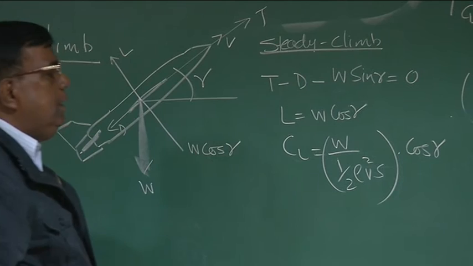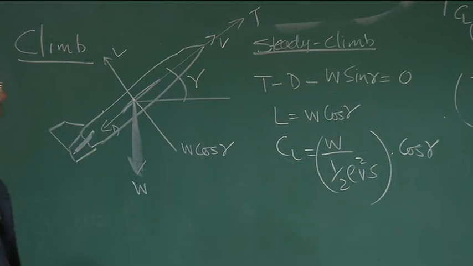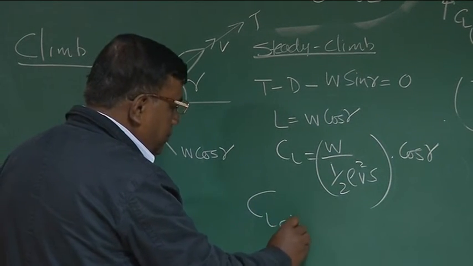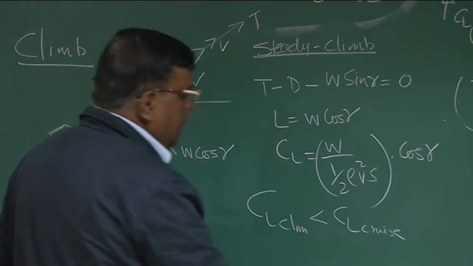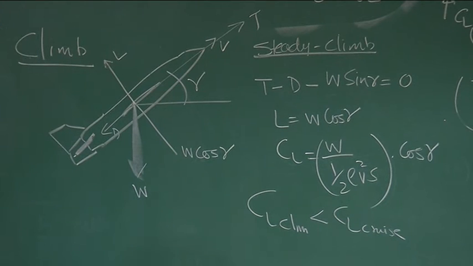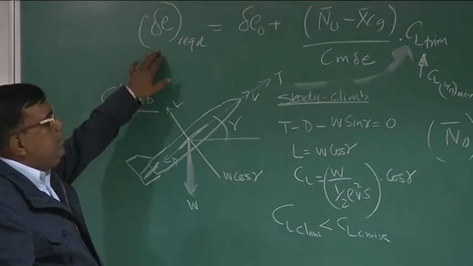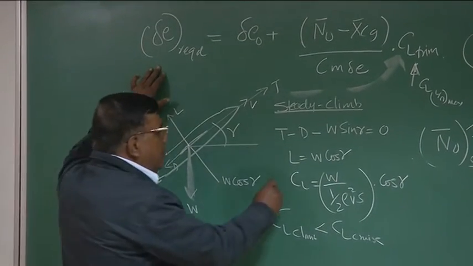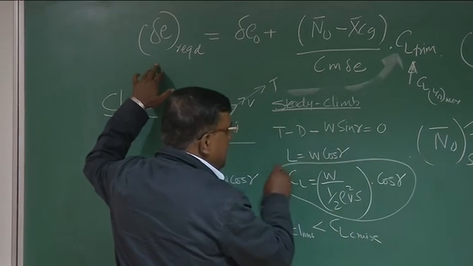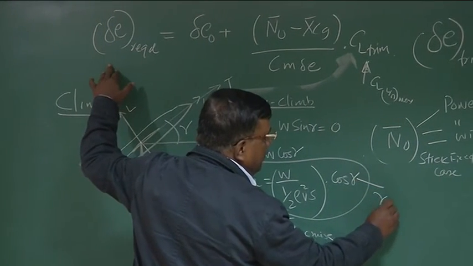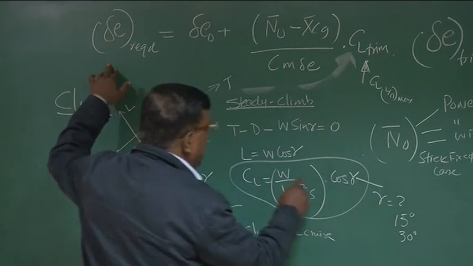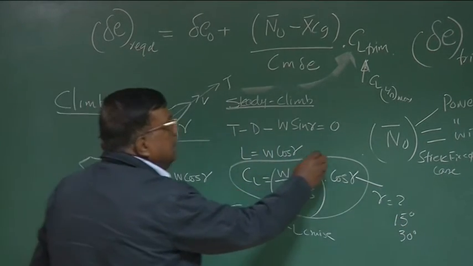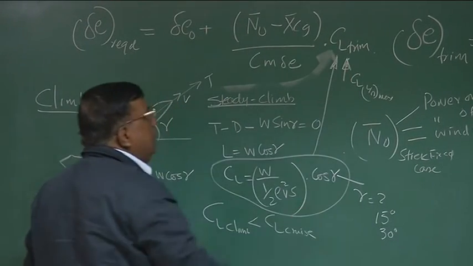And you could see that now if I am climbing, the CL climb is less than CL cruise, right? And that is exactly why you say induced drag during cruise is more than induced drag during climb. What is the delta required? Again, I ask this question. I will estimate this CL value depending upon the value of gamma. Am I climbing at 15 degrees or 30 degrees? Depending upon that, I know the CL value, and this CL value I now put to CL trim.